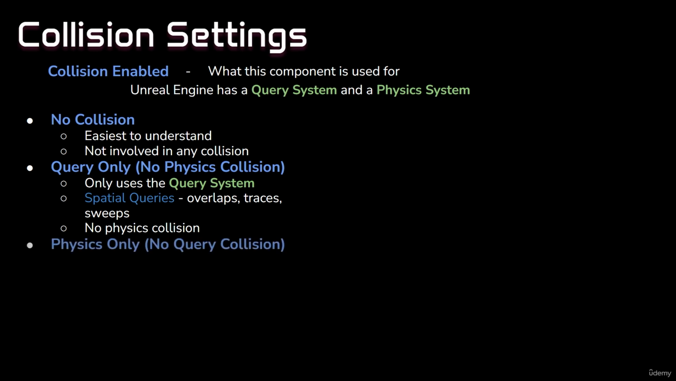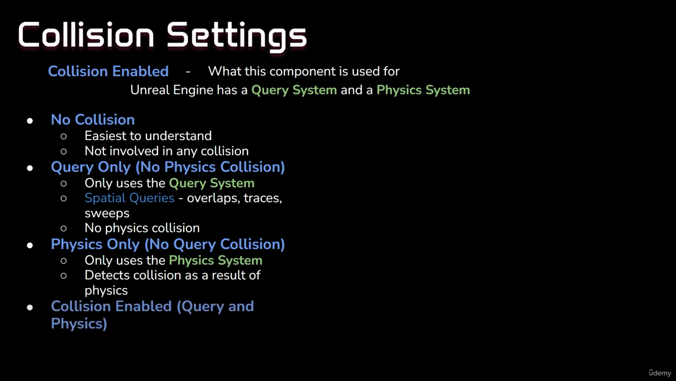Next, we have physics only, no query collision. Components using this setting only use the physics system. So we detect collisions as a result of physics. When using physics, objects are moved around with forces. And when physics collisions happen, forces are what keep those objects from overlapping.